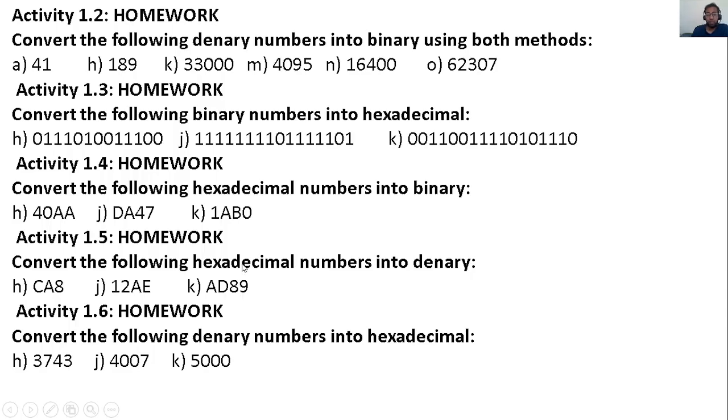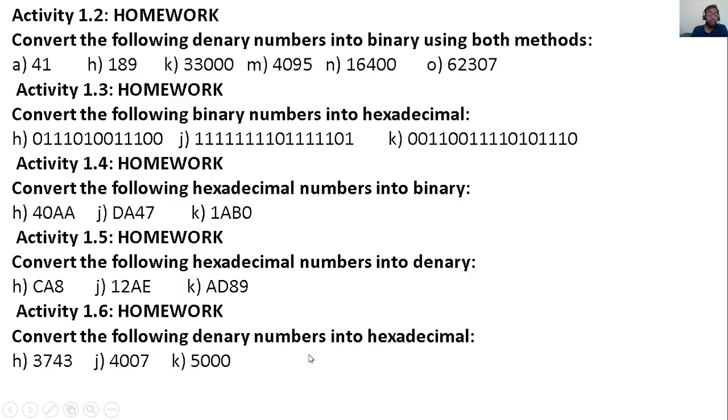And similarly, convert the following hexadecimal into denary. In order to convert them, you will multiply by 16. A multiplied by 16, 10 multiplied by 16 plus 13 multiplied by 16 plus 8 multiplied by 16 plus 9 multiplied by 16. Then you put the power starting from the right: 16 power 0, 16 power 1 multiplying with 8, 16 power 2 multiplying with 13, 16 power 3 multiplying with 10. Once you multiply and add them, you will get the answer in the denary number system.